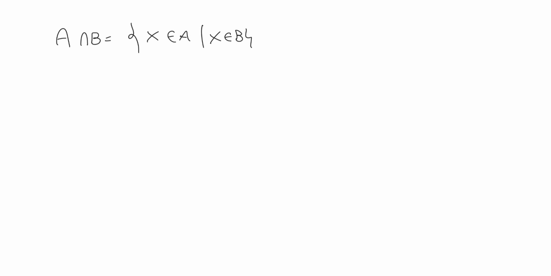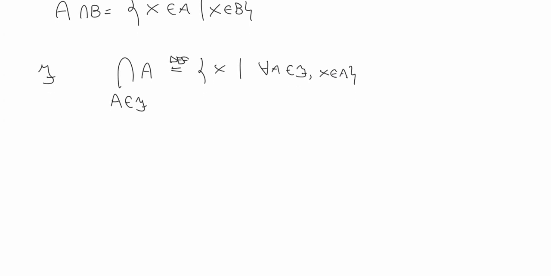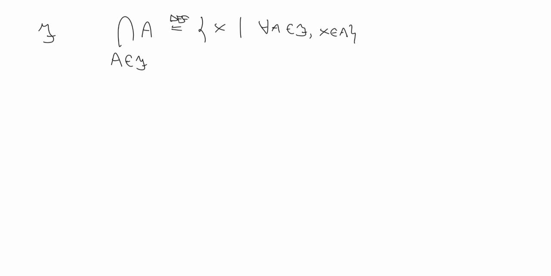One would be tempted to define it in the following way. Let F be a family of sets, then the intersection of the sets of F, which we denote in this way, is by definition the set of all x such that for all A in F, x is in A. But this definition is wrong. It is not possible to give this definition when F is the empty set.